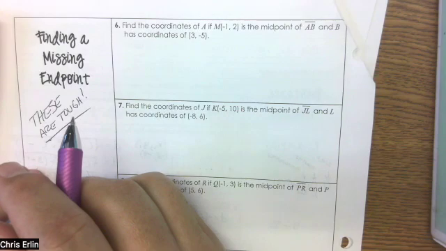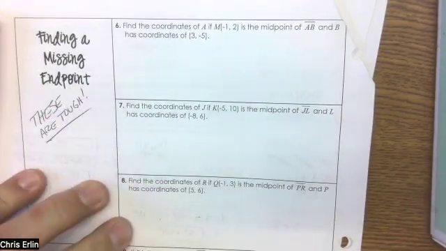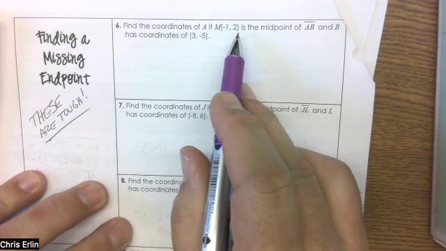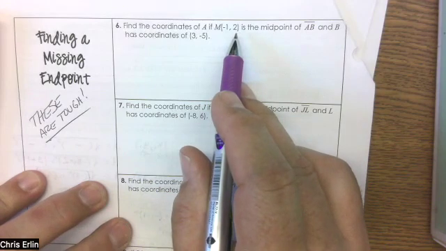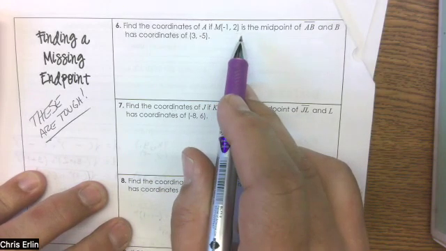The last topic for today is finding a missing endpoint. So please read number 6 and talk with your neighbor. What's different about this question? Go.